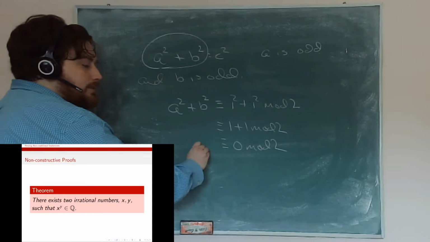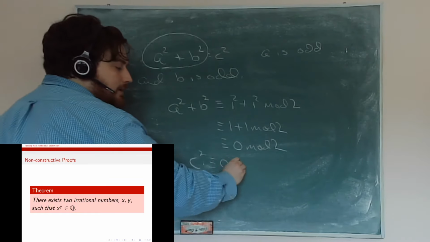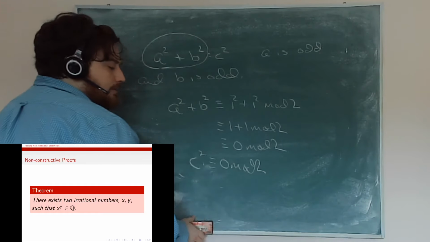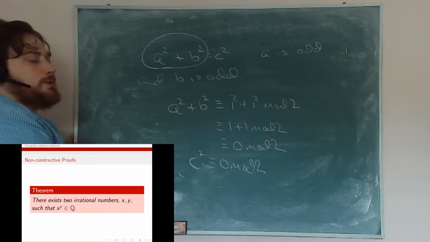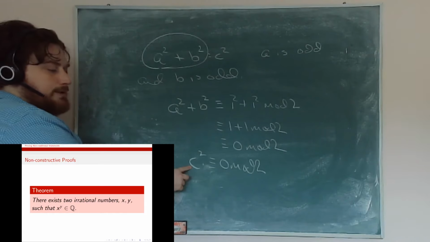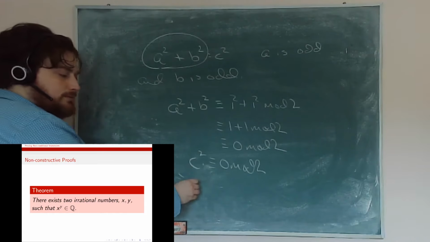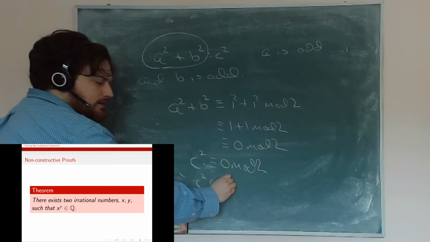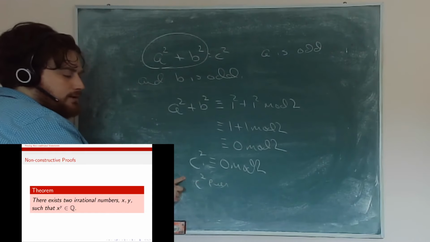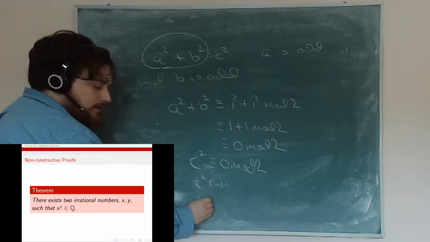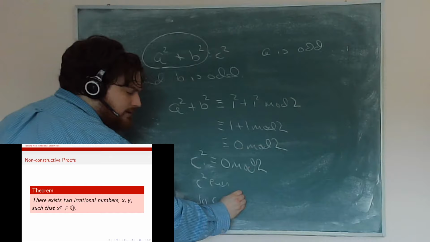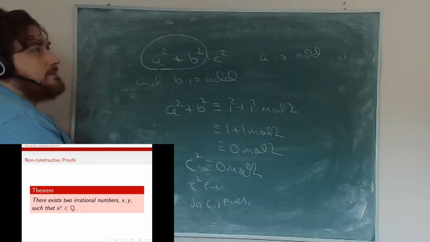All right, so what does that mean? Well, that means that c squared is congruent to 0 mod 2, doesn't it? Because c squared is equal to a squared plus b squared, which means that c squared is even. But if 2 divides c squared, we know that 2 divides c, so c is even.